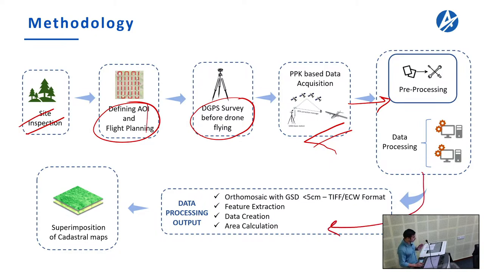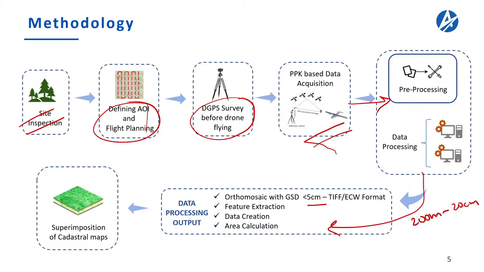Orthomosaic is simply a 2D map which will have a certain resolution. It may be 5 centimeter, 10 centimeter based on the altitude. Higher the altitude, lower will be the resolution. Suppose if I am flying at 200 meter, then maybe the resolution will be 2 centimeter. If I am flying at 100 meter, then the captured image resolution could be 10 centimeter. If I am flying more, like 500 meter or something, then accordingly the resolution will be 50 centimeter.